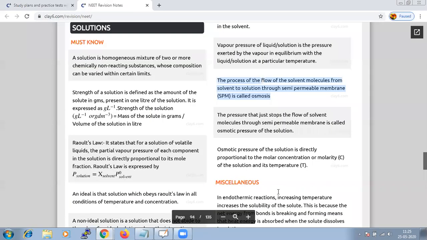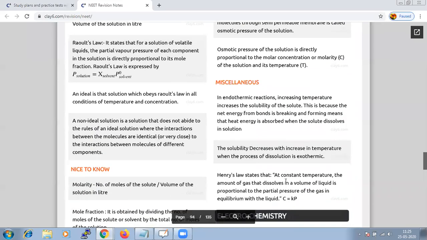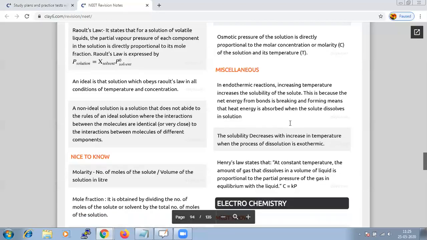And when we are talking about an endothermic reaction, if you increase the temperature, it will increase the solubility of the solute, because the net energy from bond breaking and forming means that heat energy will be absorbed when the solute is getting dissolved in the solution. And of course the solubility will decrease with increase in temperature when the process of dissolution is actually exothermic.